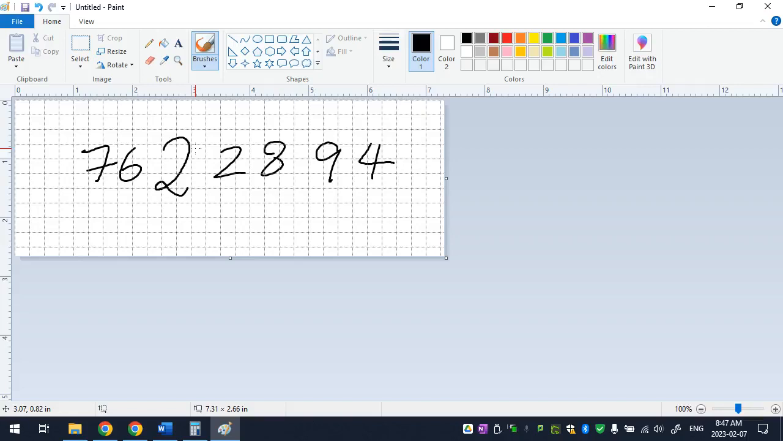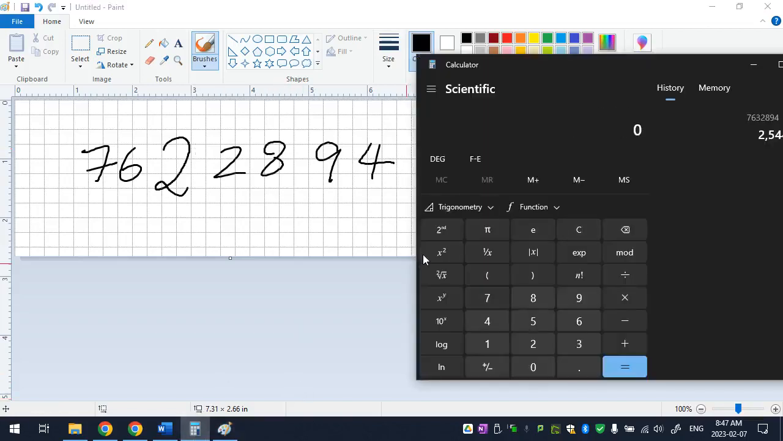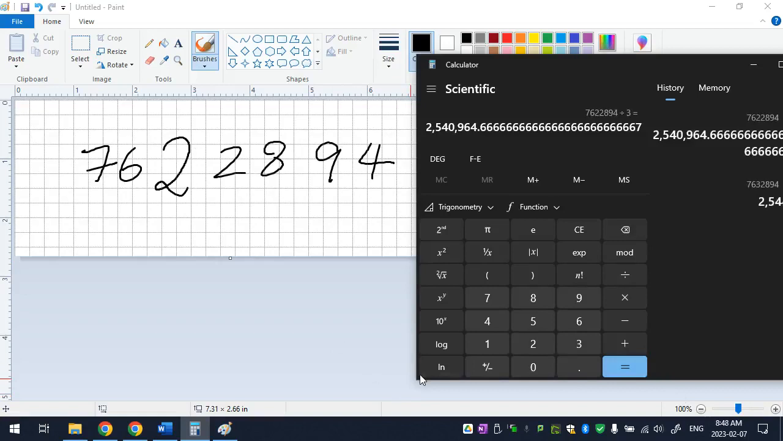It never fails. Let's try this one. Clear. 7, 6, 2, 2, 8, 9, 4, divided by 3. What should I get now? An infinite decimal. By the way, whenever you divide by 3, you either get a clean number or an infinite decimal with 3s or 6s. Done. That's it. And it's so sad that you had to wait until 17 or 18 to learn this trick.